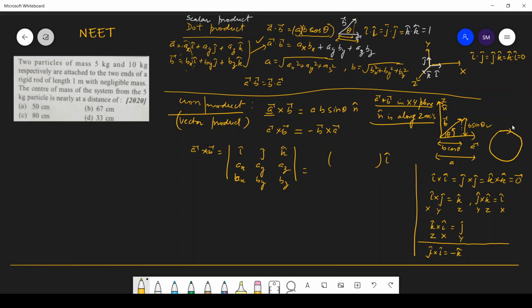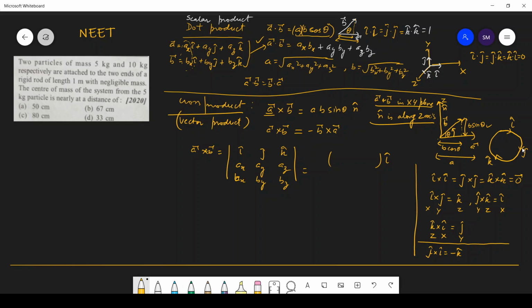So write them i cap, j cap and k cap. Move them in clockwise direction. If you are moving in clockwise direction, i cross j is k, j cross k is i, and k cross i is equal to j.